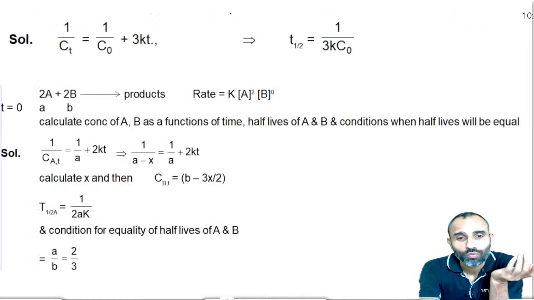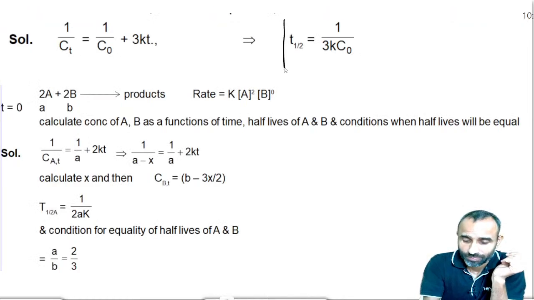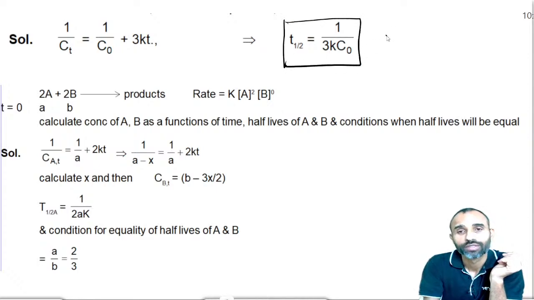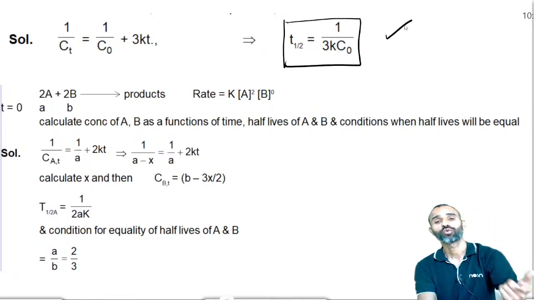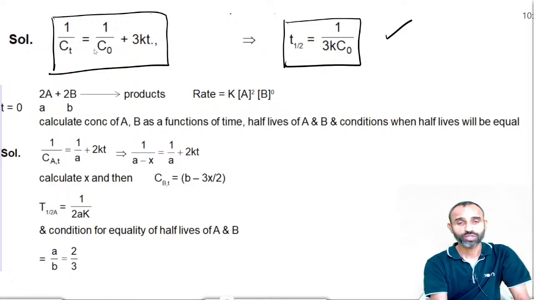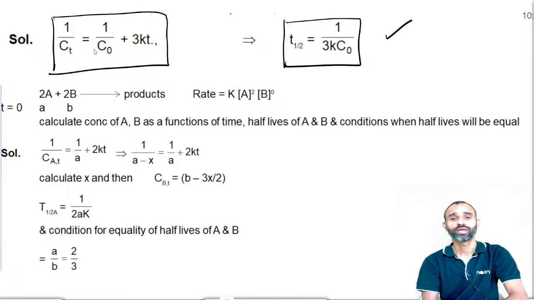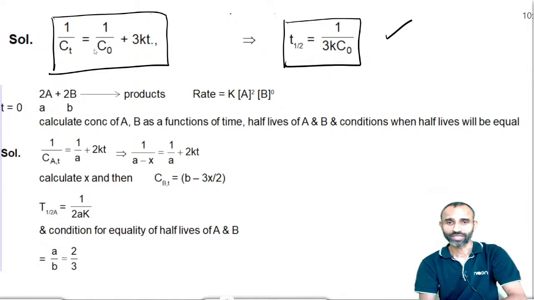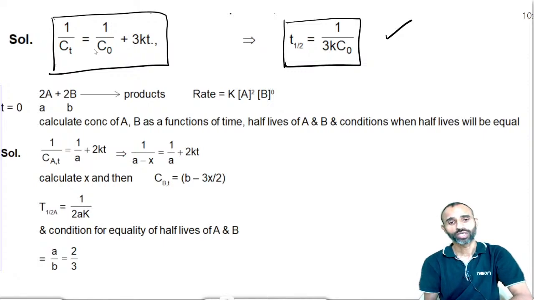Is 1 upon CK C naught, because now it is 2A products. So the relation becomes 1 upon Ct equal to 1 upon C naught plus, instead of Kt, now it is 2Kt, and that's why half-life is 1 upon 2k.